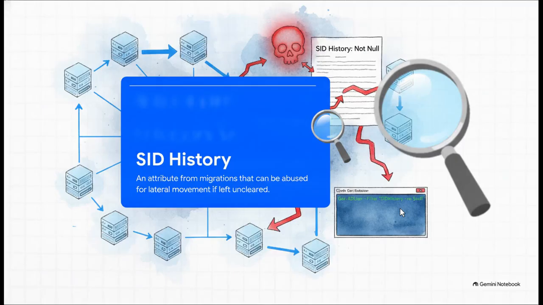Another massive, often hidden risk is SID history. So this is an attribute used to retain access during domain migrations. However, if it's left uncleared after a migration is totally finished, attackers can abuse it for lateral movement across your network. It's like a backdoor. Chapter 9 shows us exactly how to query for accounts where the SIDHistory attribute is not null, giving you a critical, immediate security win.